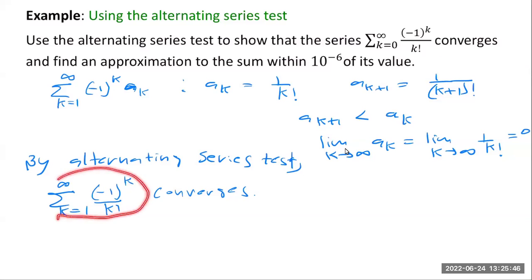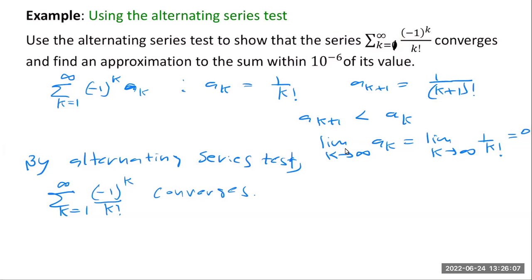this summation converges by the alternating series test. Oh, by the way, let's make this k go from 1 to infinity. Please make that correction. k goes from 1 to infinity. All right.